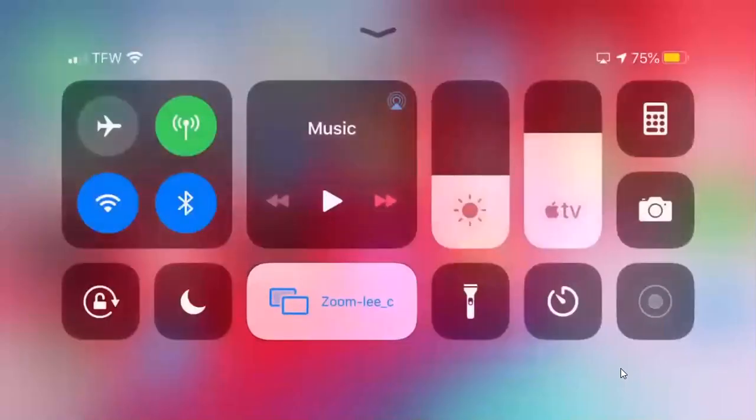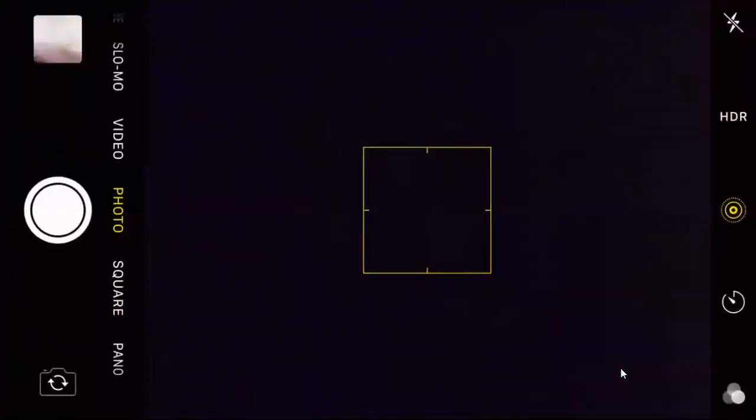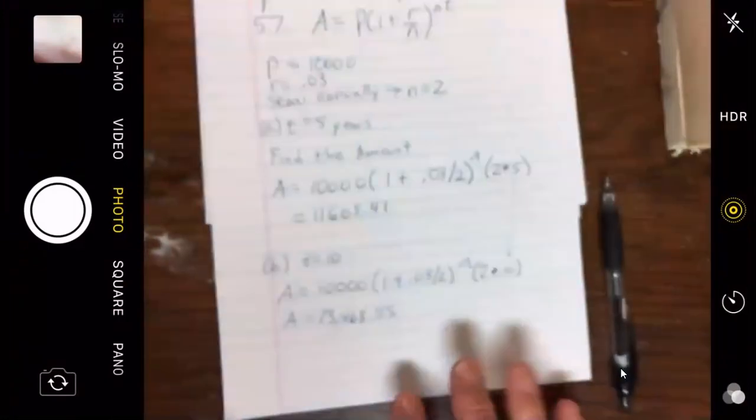All right, try to get back to the camera. I don't know why it wants to freeze. Let's see if we can give a final shot. All right, there we are.